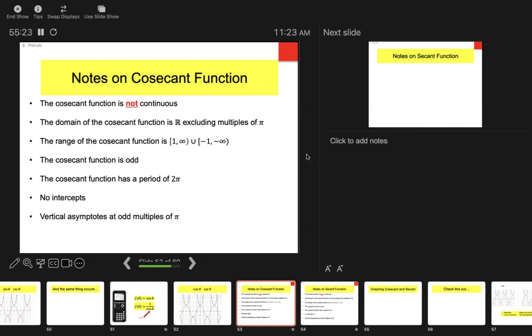The only difference between cosecant and the next one we write down, secant, is in these statements. Everything's the same except where the vertical asymptotes occur. It's going to have the same range. It's not going to be an odd function. It's going to be an even function.